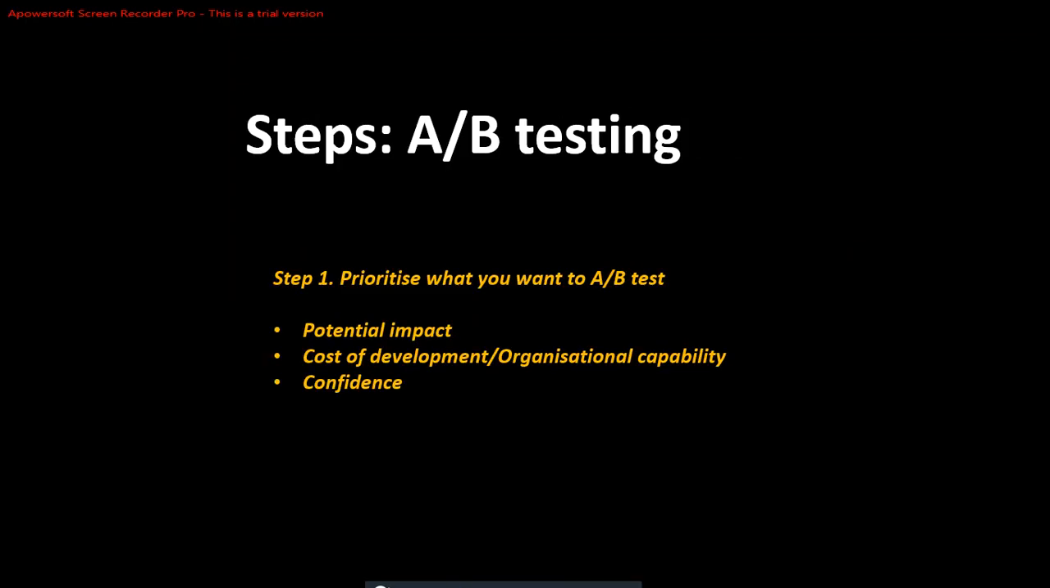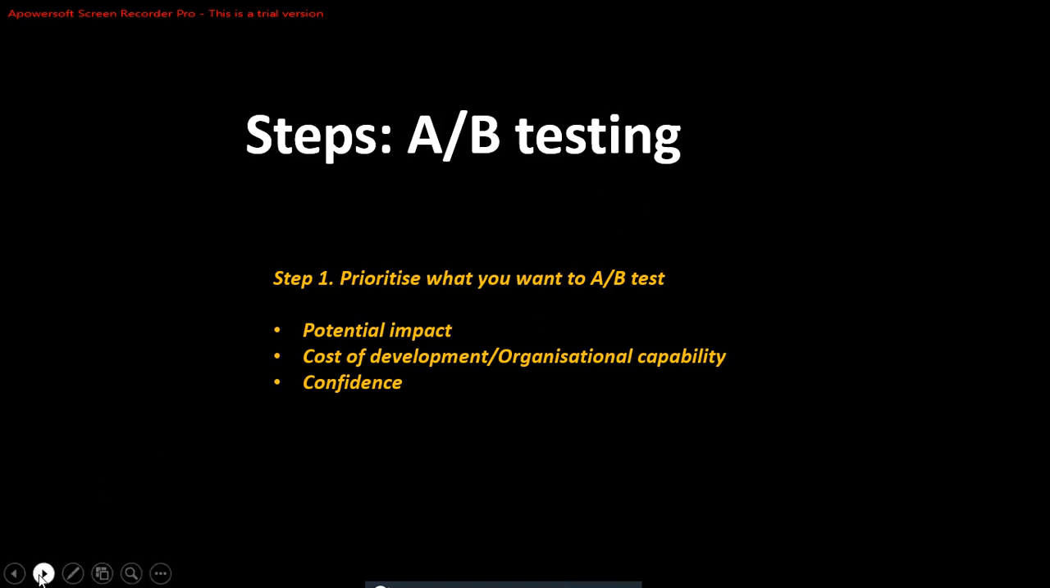So what are the steps of doing an A/B test? First, prioritize what you want to A/B test. You cannot do A/B testing for all the product ideas that you have, because it slows down your pace and also it has a development cost associated with it. So you should prioritize what you would like to A/B test. The ICE framework, that is impact, confidence, and cost of development analysis, helps you in prioritizing your features.